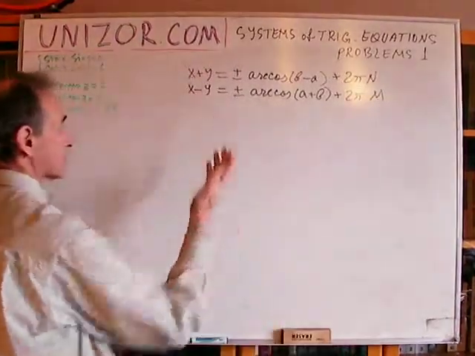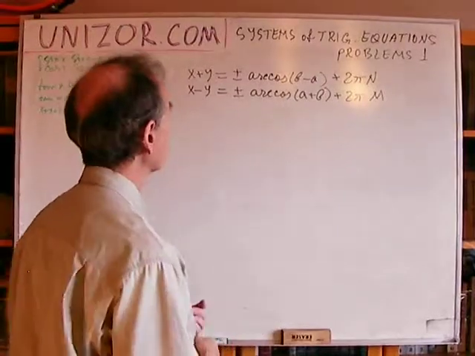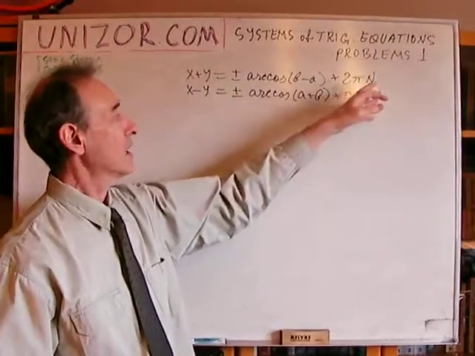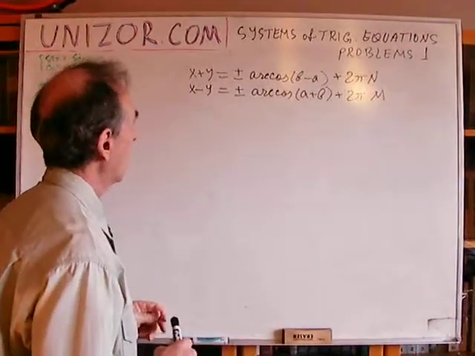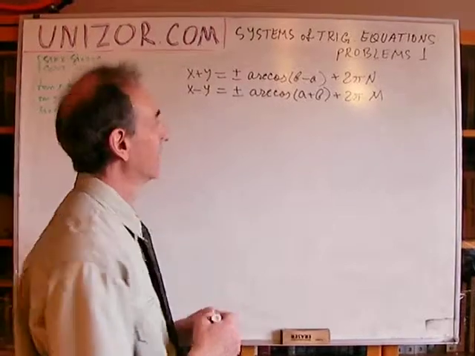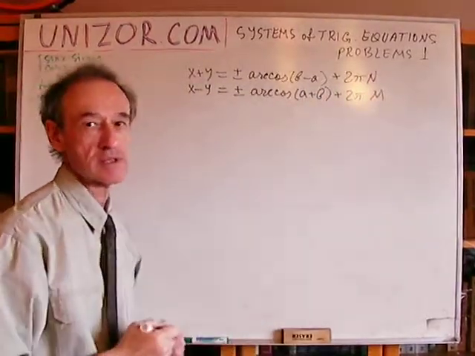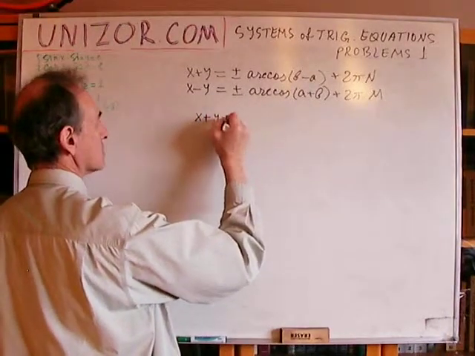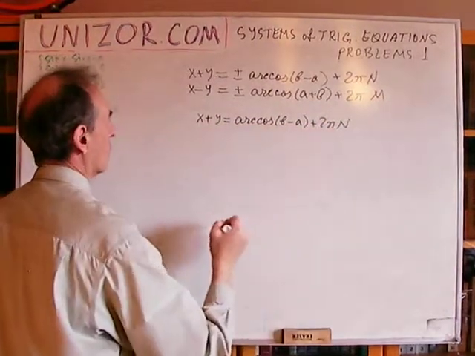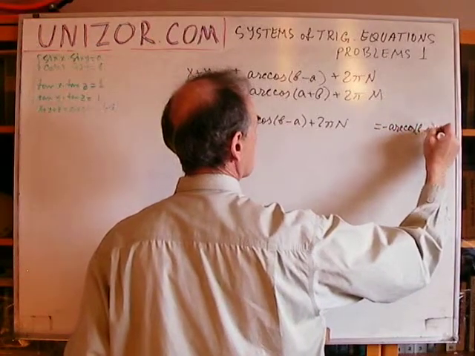Alright, so that's what I have. Now, this seems to be like a system of two linear equations with two variables, which is very simple to solve. However, let's be very careful about plus or minus in this case, and m and n. I would like to address them very carefully. Since x plus y can be anything from this, let me just represent it in two cases separately: arc cosine b minus a plus 2 pi n, or minus arc cosine of b minus a plus 2 pi n.